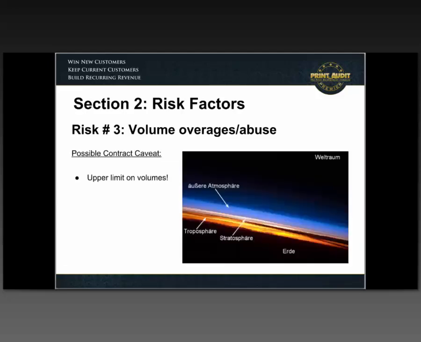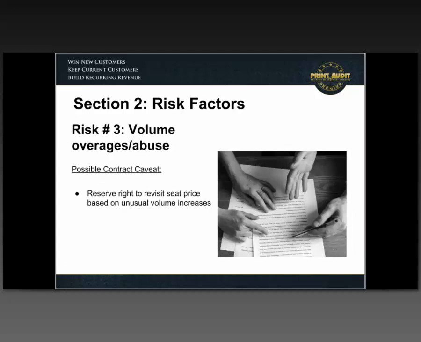And again, what we can do is make sure that we do put in some upper limits on volumes as well. So a contract caveat around the volumes that have been done during the study, and making sure that they understand that if those volumes are exceeded by a certain percent, whatever you build into the contract, that you reserve the right to revisit that price. So again, just good common contract sense to make sure that you're covered in those areas. Really make sure that these are in there. Most dealers that I work with today in the managed print space do have these caveats built into their contracts, and it's certainly good practice to make sure that you do this as well for any seat-based program.